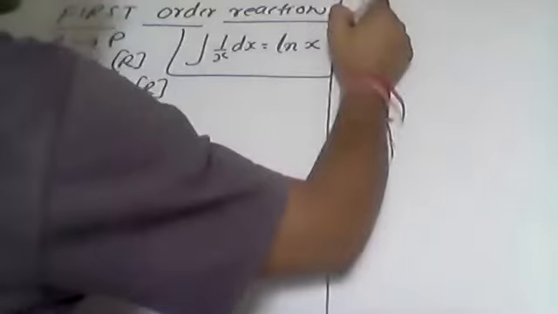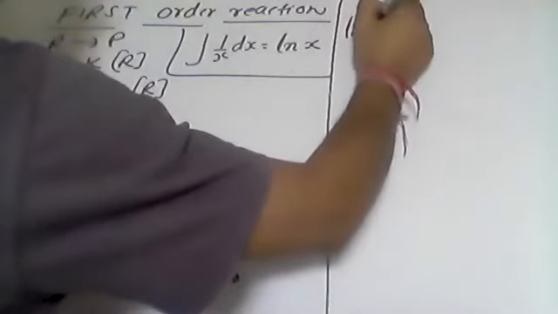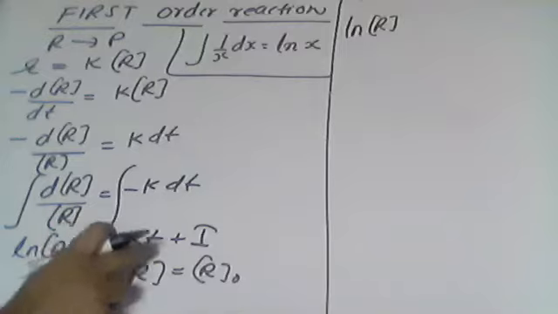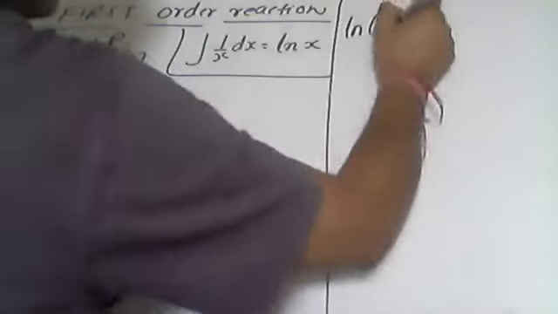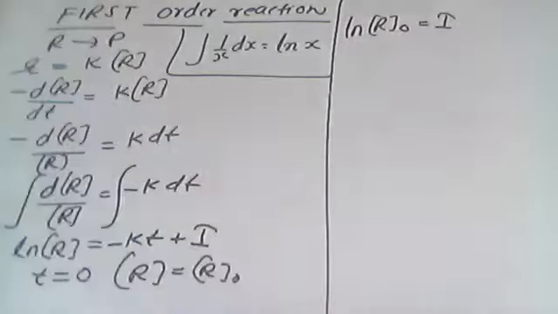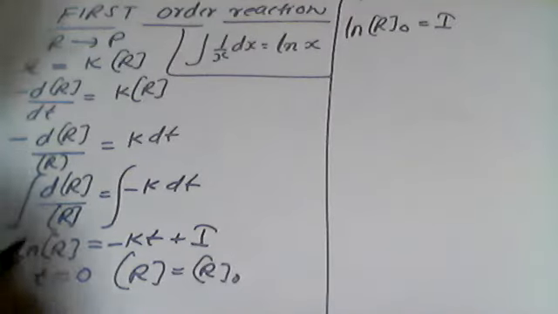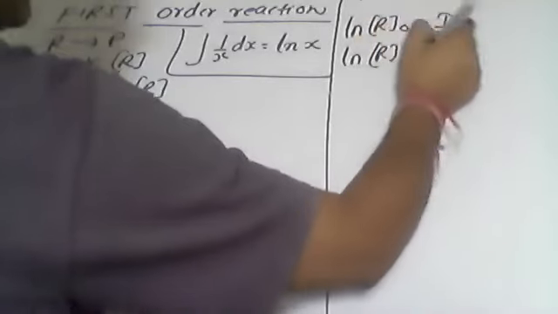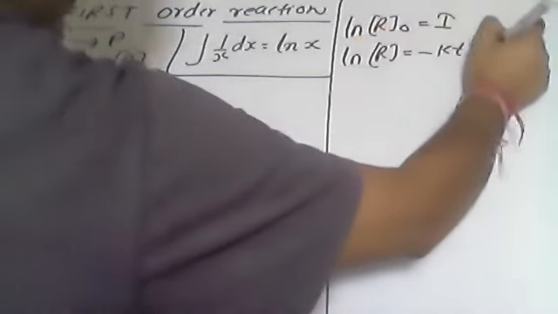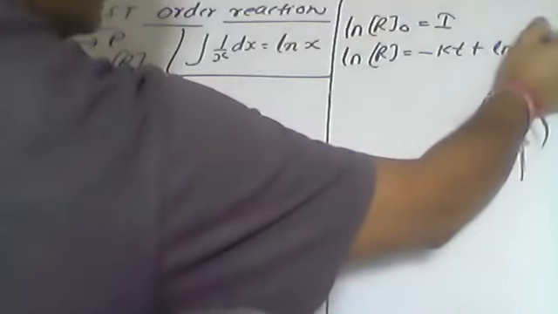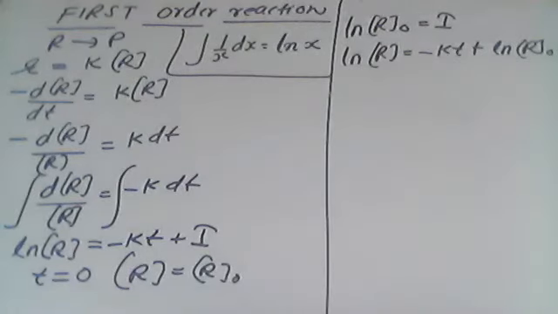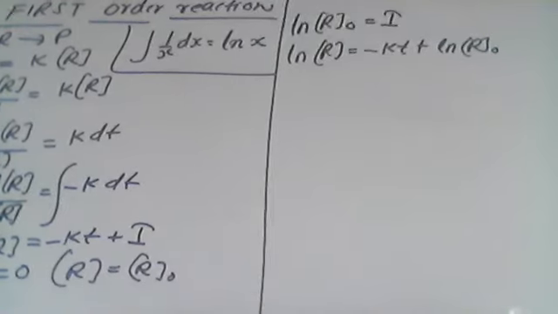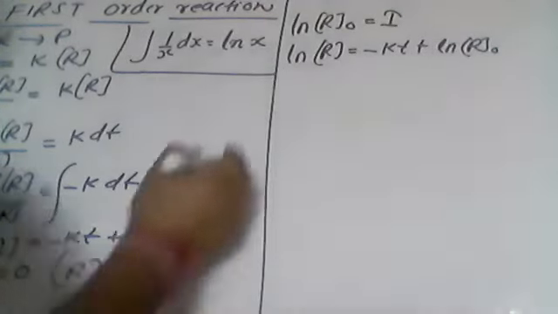So I'm going to put the value here. It will be natural log of [R]naught, since kt will be 0, is equal to I. Like the previous case we have done, in the same way we are going to do here. Natural log of [R]naught is equal to I. I'm going to put the value here. It will become natural log of [R] is equal to minus kt plus natural log of [R]naught.